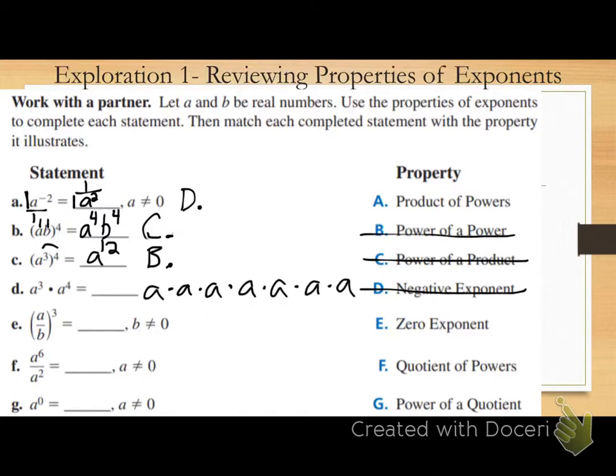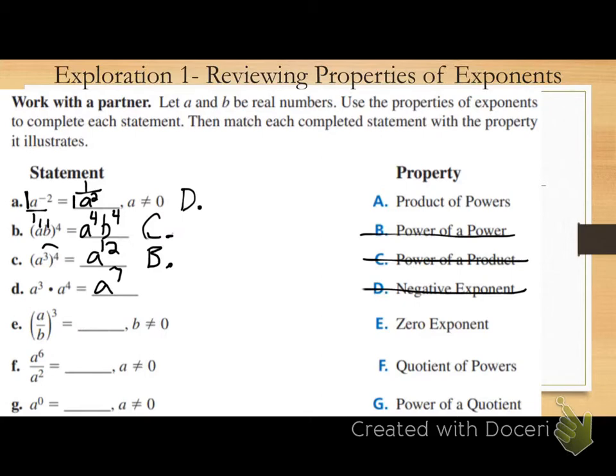So that'd be 4 a's, right? So how many a's do I have total here being multiplied now? 7. So that'd be a to the 7th. So do we see a shortcut here? If I'm multiplying a power times a power, what's the shortcut? Add them. If I'm multiplying things with the same base, I can add their exponents. So what's 3 plus 4? 7. So a to the 7th. Does that make sense?